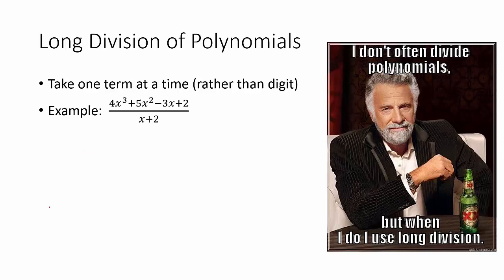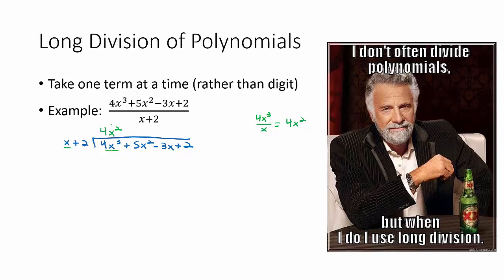So take, for example, 4x cubed plus 5x squared minus 3x plus 2. We're going to divide by x plus 2. So the x plus 2 is going out front, dividing into the 4x cubed plus 5x squared minus 3x plus 2. And we do the front terms instead of the front digits. So first, 4x cubed divided by an x. So I'm thinking 4x cubed and dividing out an x, that's going to leave me with 4x squared.